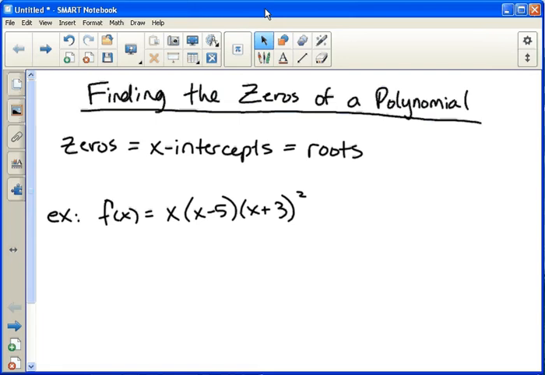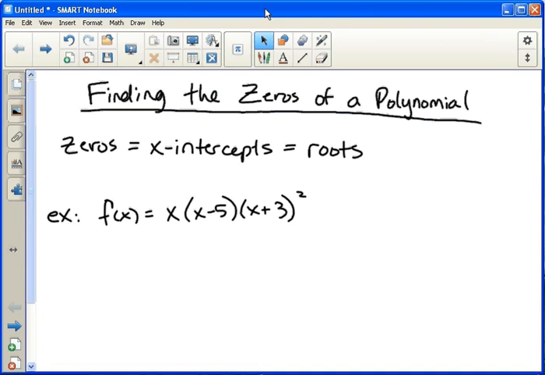So the x-intercepts kind of gives you an idea of where that happens on the graph, of course. Where your function equals 0, you will hit the x-axis. Okay, so first I wanted to look at one like this example here. F of x equals x times x minus 5 times x plus 3 squared.